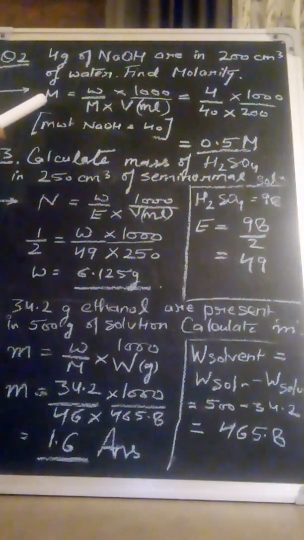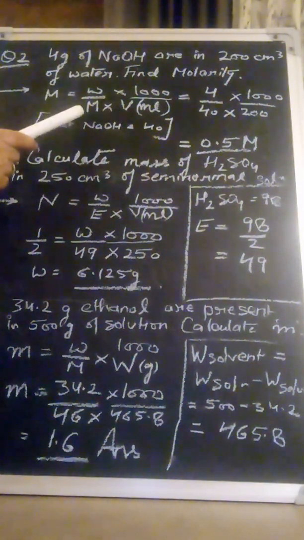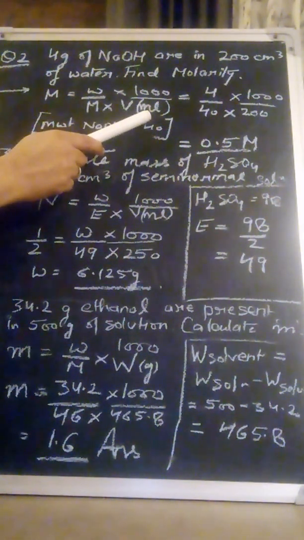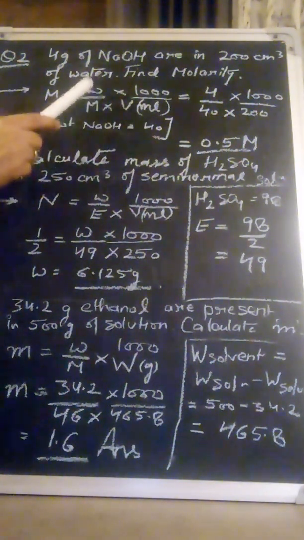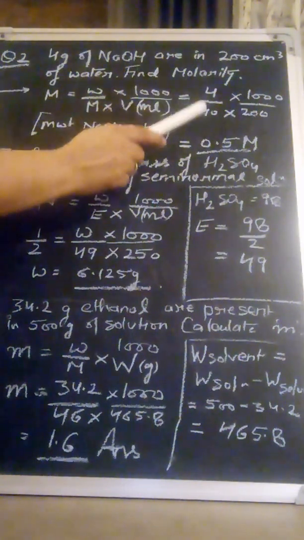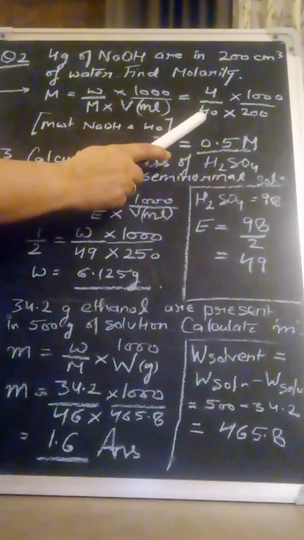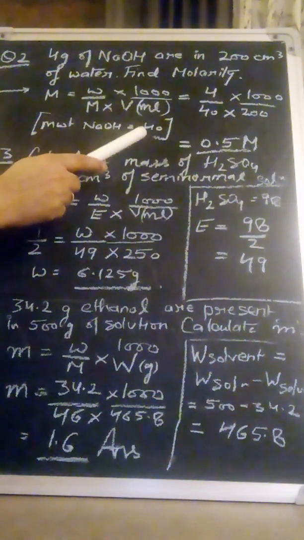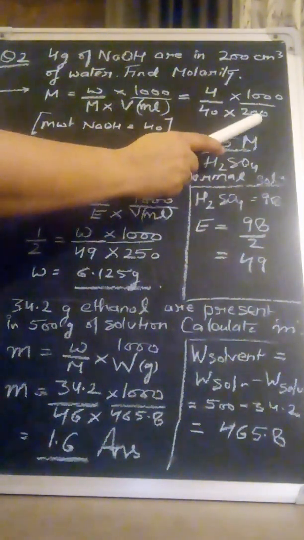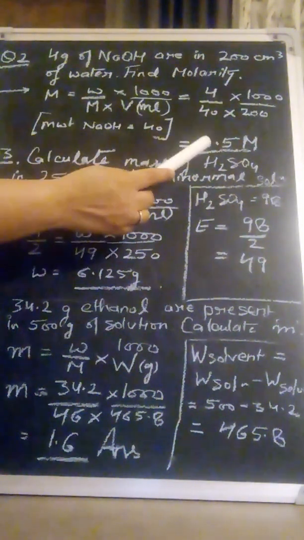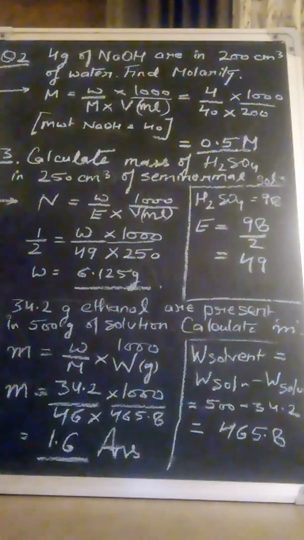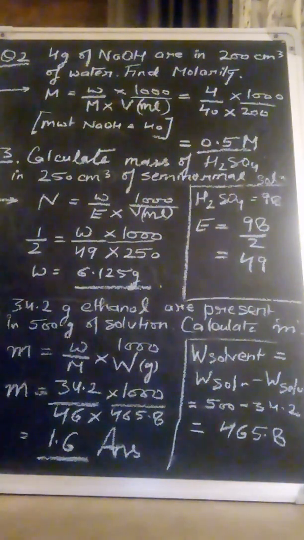So molarity, you know, is given by the formula: weight of the solute upon molecular weight of the solute into volume of the solution in milliliters. Then you have to put 1000 here. What is the weight of the solute? The solute is NaOH and the weight is 4 gram. Upon the molecular weight of the solute, what is the molecular weight of NaOH? It is 40. So you put 40 here into 200 centimeter cube or 200 ml and 1000. So you get molarity M equal to 0.5. M is molarity. So this way you can find molarity.